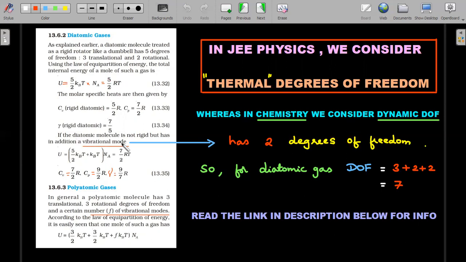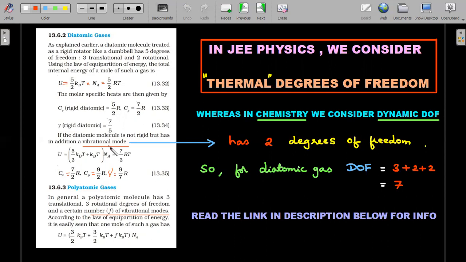But what if the diatomic molecule is not rigid, but has an additional vibrational mode? As the molecule keeps moving in that gaseous container, you'll have vibrations also. Each vibrational mode is considered to have a kT amount of distribution, because vibration will have 2 degrees of freedom: one due to the kinetic energy of vibration, and another due to the potential energy associated with the vibration, which is that spring form.